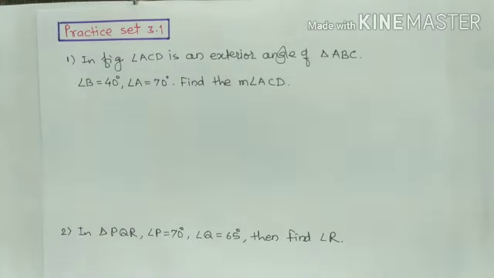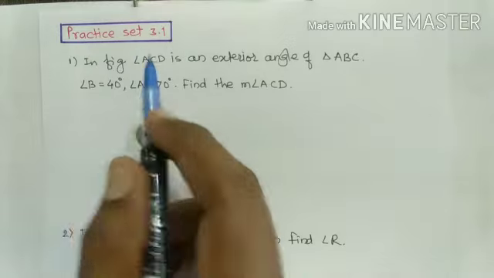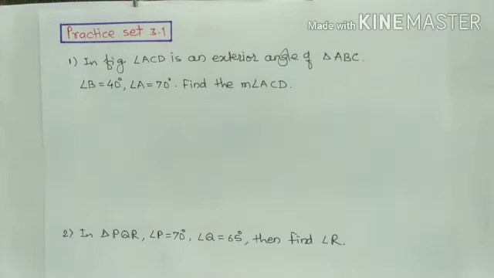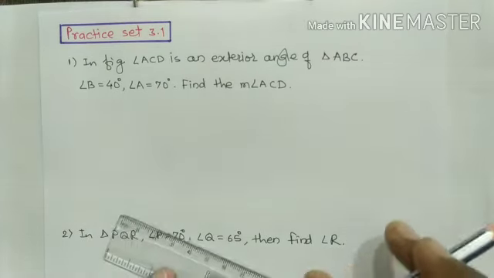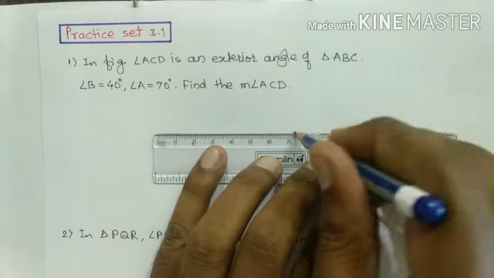Now we are going to solve the examples in practice set 3.1. The first question is: in the figure, angle ACD is an exterior angle of triangle ABC. Angle B equals 40 degrees and angle A equals 70 degrees. We have to find the measure of angle ACD. Here you draw the figure.